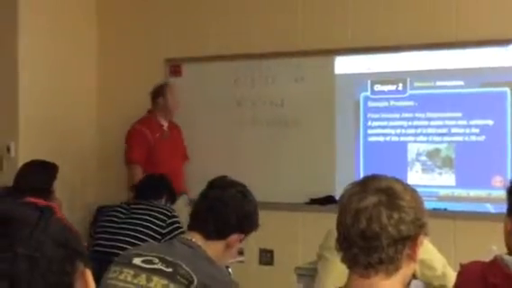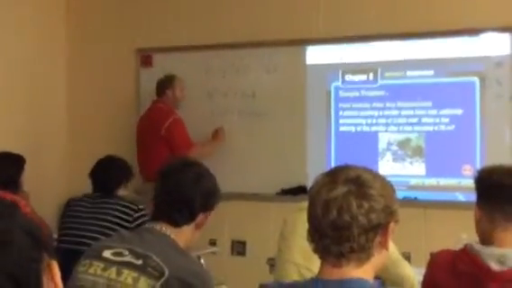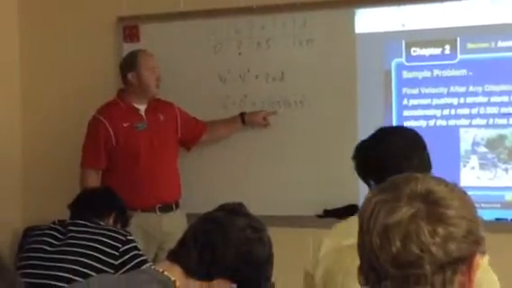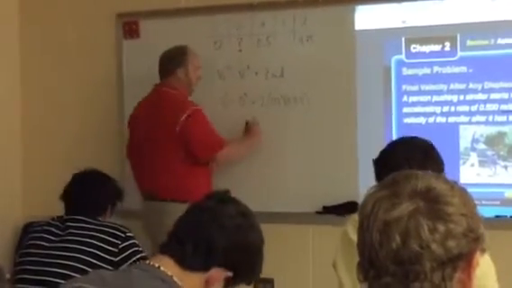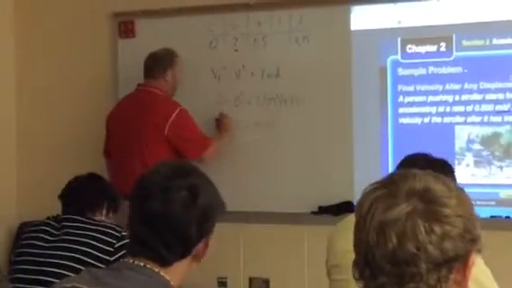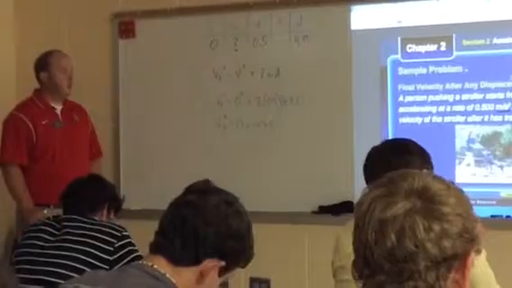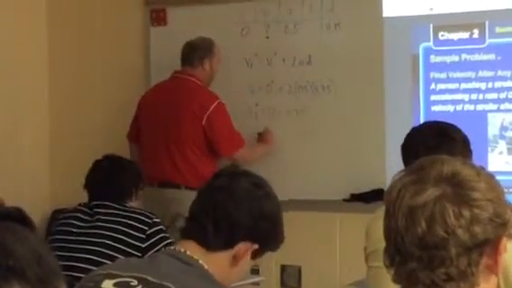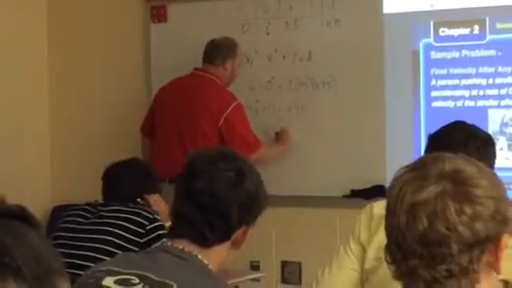And then I just do the math. 0 squared is 0. 2 times a half is 1. 1 times 4.75 is 4.75. I forgot my VF squared right there. And now I have to take the square root of both sides. VF equals the square root of 4.75.